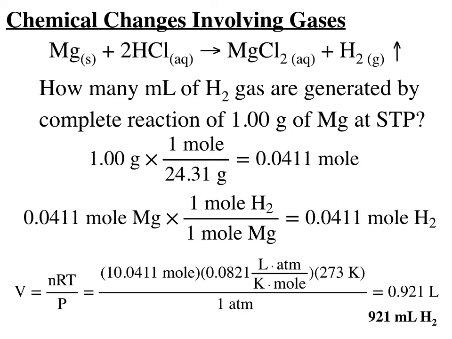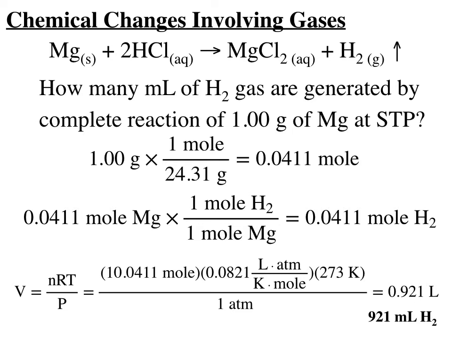And you notice the arrow pointing upward means I got H2 gas evolving, if we like to say, or bubbling out of the aqueous solution that I dropped the magnesium into. There'll be bubbles of H2 evolving. So the question I'm going to pose is how many milliliters of H2 gas would be generated if I completely react 1 gram of Mg at STP. So now this becomes a limiting reagent problem where 1 gram of Mg is my limiting reagent.